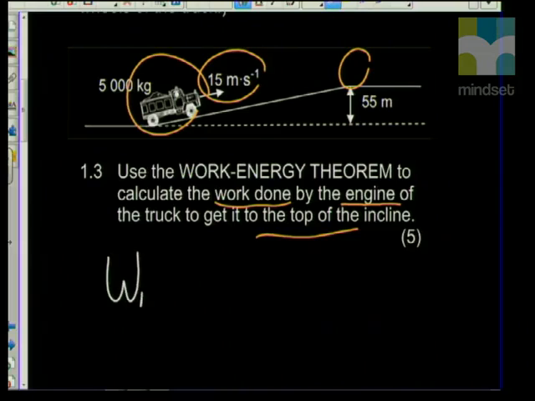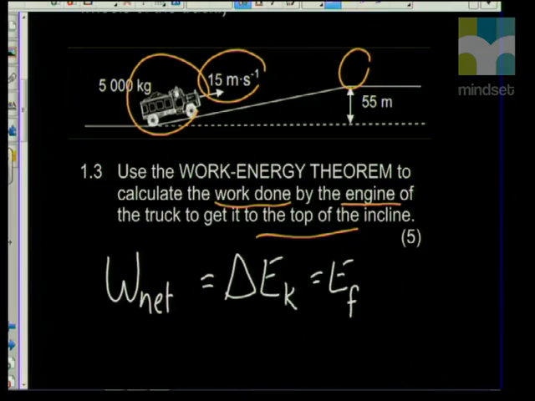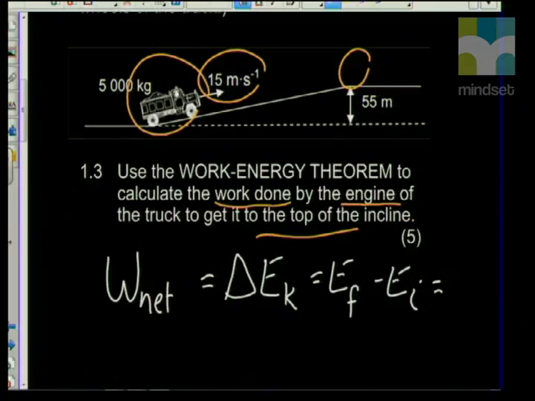We're going to say work net is equal to the change in kinetic energy. Change in kinetic energy means the kinetic energy of the final minus kinetic energy of the initial. But remember that immediately we know that the velocity was constant. So there's no change in kinetic energy, and I can say that the work net for this situation is 0. And that's very important that we've got that understanding. But what are we asked to do? We're asked to find the work done by the truck.